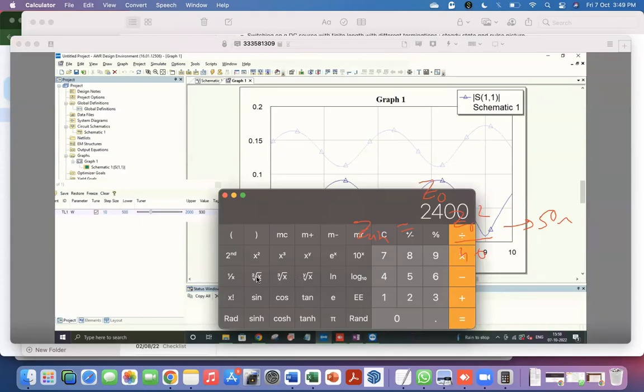Square root of that. It's about 48.9 ohms.